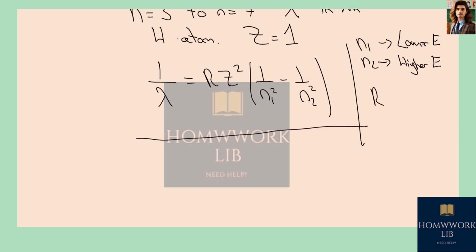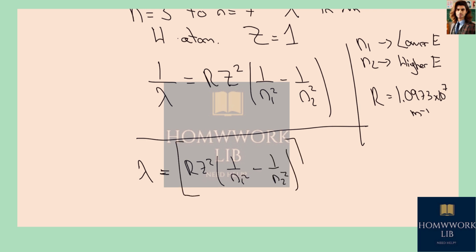Also, the value for the Rydberg constant is going to be equal to 1.0973 times 10 to the 7 meters to the minus 1. So, in our case, the value for lambda would be directly equal to taking the inverse of these values. So let's write it down as R zeta squared times the same formula, minus 1 over n2 squared, and all of this to the minus 1.